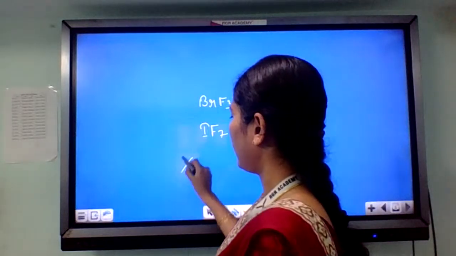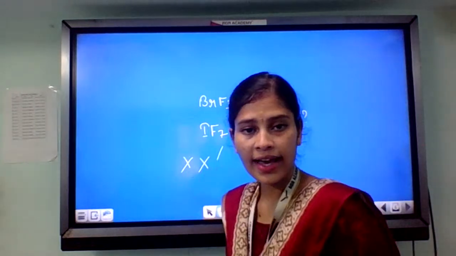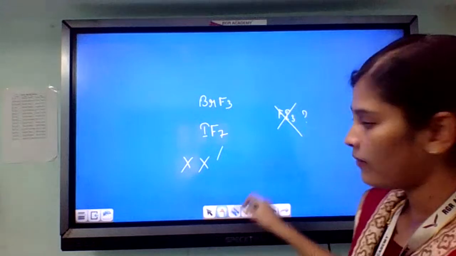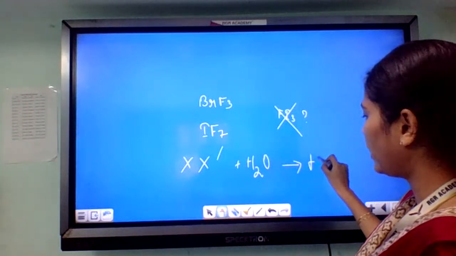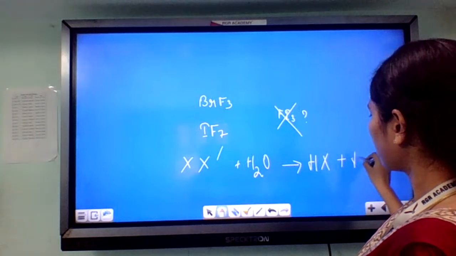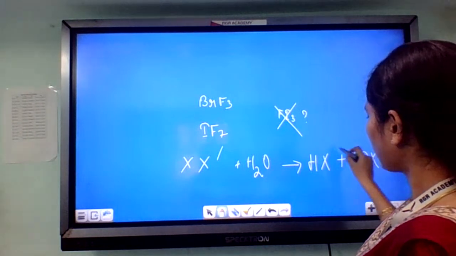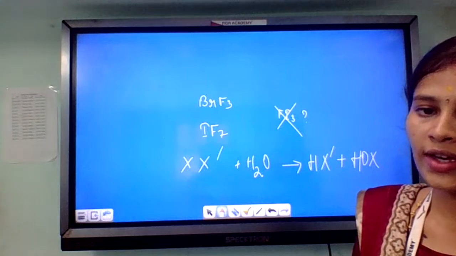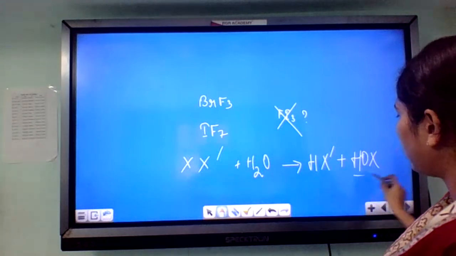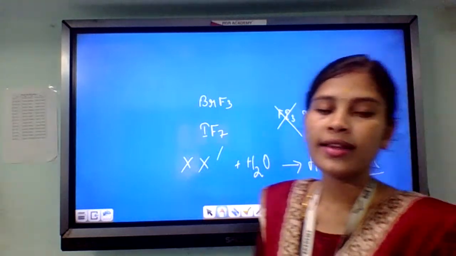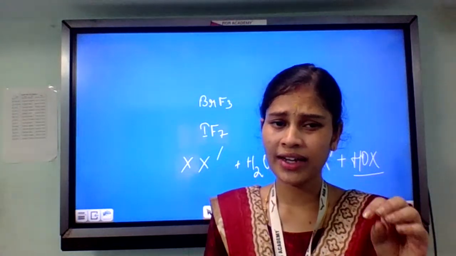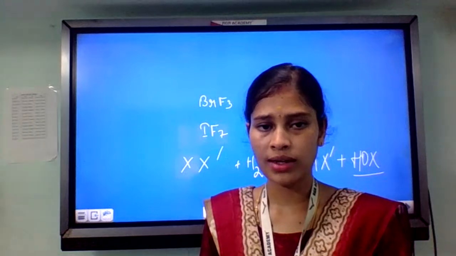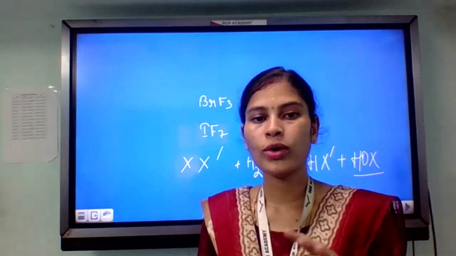For example, XX' is there. X' is the bonded atom. When it is treated with water, what are the products? We will get two acids: HX' and we will get HOX. So these types of reactions are very, very important. In the 17th and 18th group, the reactions are limited. Okay, so you can go through everything.